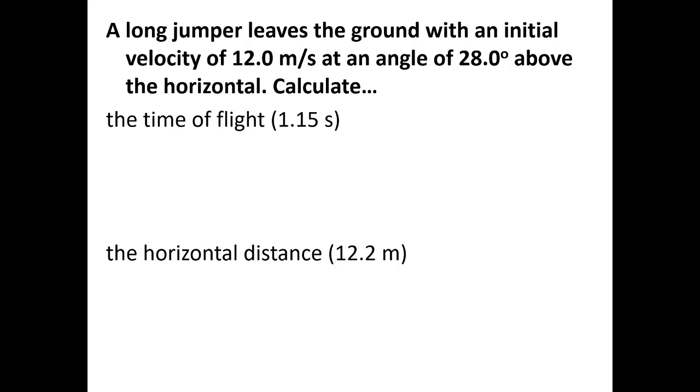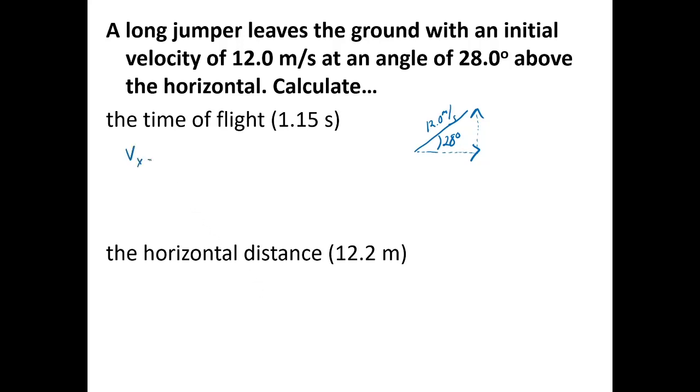Now we're going to do a really similar problem. A long jumper leaves the ground with an initial speed of 12 meters per second. And we know the angle is 28 degrees. We don't know any other information, so this is all we've got. One thing we do know is that it's level to level, that he's jumping down a field, and it's nothing crazy like that.